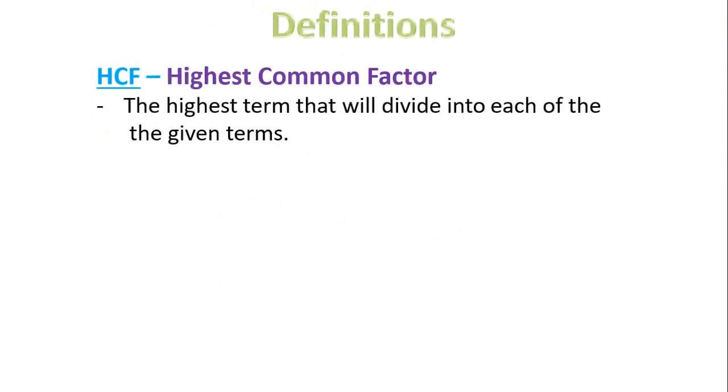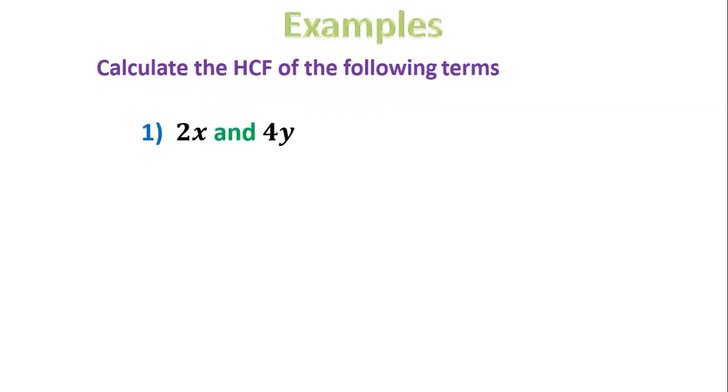Our definition: HCF is the highest common factor, and that is the highest term that will divide into each of the given terms. Let's look at some examples. We're doing 5 in this video. Our first one: calculate the HCF of the following terms.